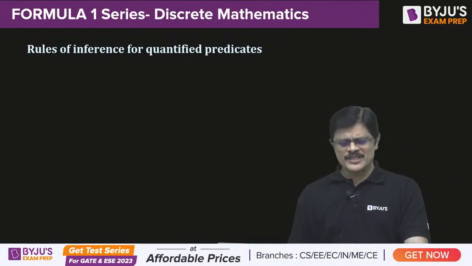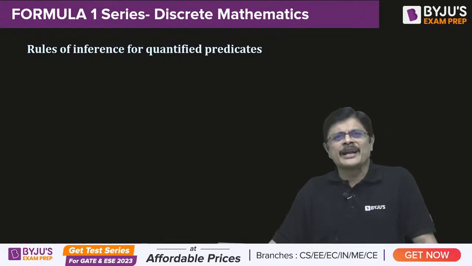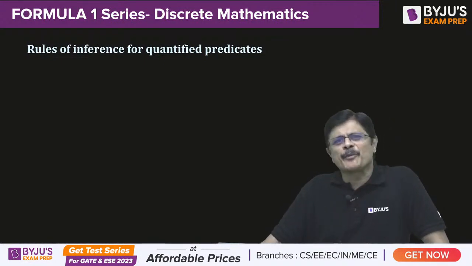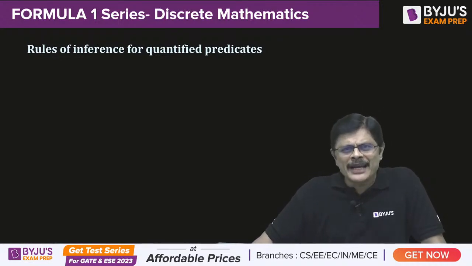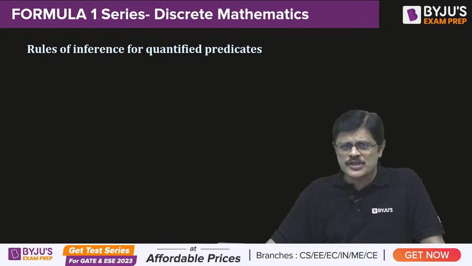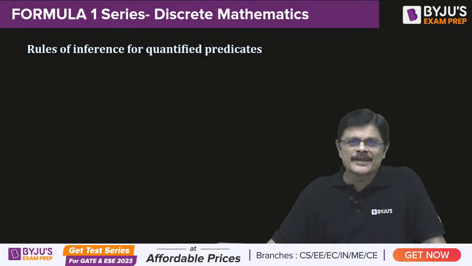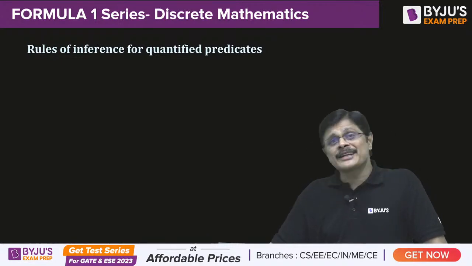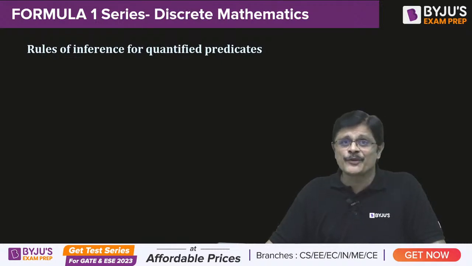The rules of inference for quantified predicates. We already know 12 rules of inference for propositions. See, ultimately predicates also need to be converted towards a proposition. They are propositions only, they just have some problems. So that problem can be rectified either by making substitutions or by quantifying. So once you quantify, they are propositions only. Am I clear? So how to convert the predicate into a proposition is one of the important tasks, my dear friends, and that is what we are going to do here.